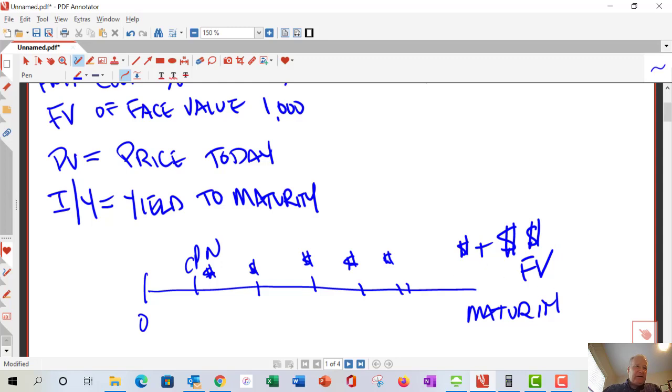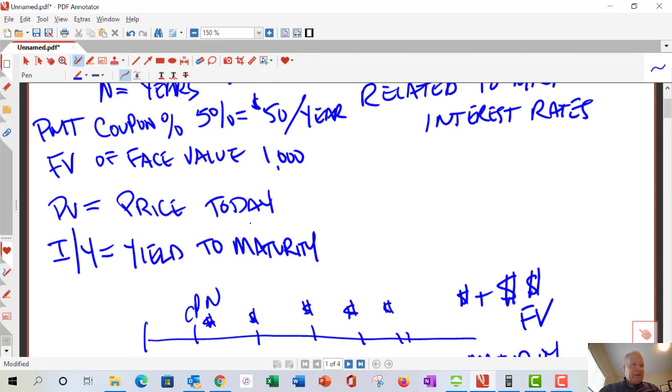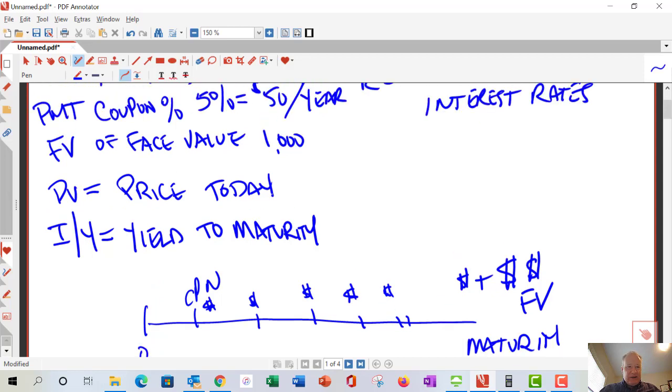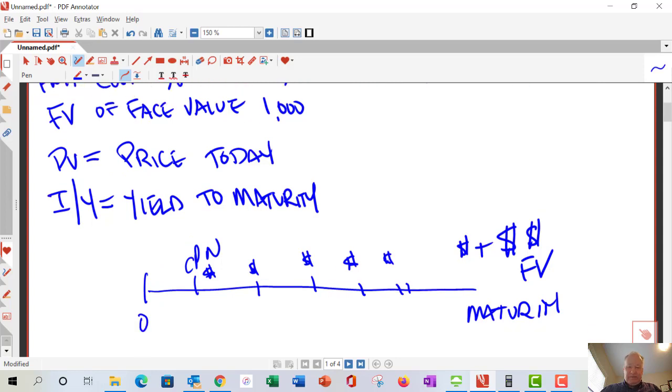Okay, so these coupons are just regular interest. You're receiving that each period, say at the end of each year. And then at the end of 10 years, in our example, when the bond matures, you're going to get your $1,000 plus your coupon of 5%, so $50, $1,050. Right, so you're getting a series of these cash flows of 50, and then at year 10, you're going to get 1,050.